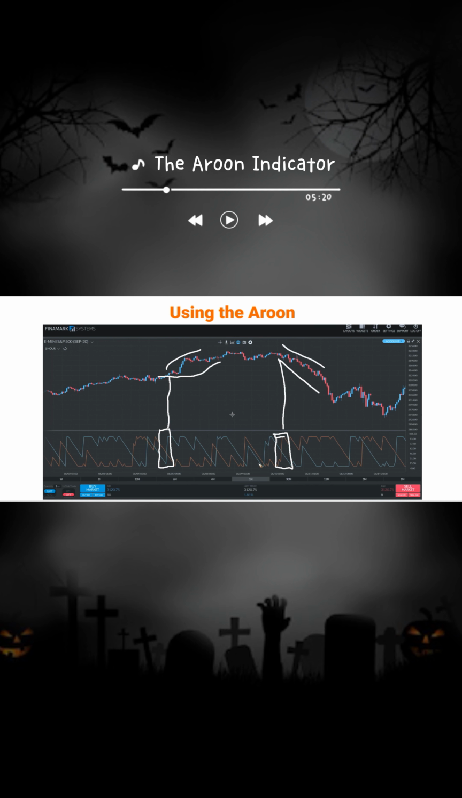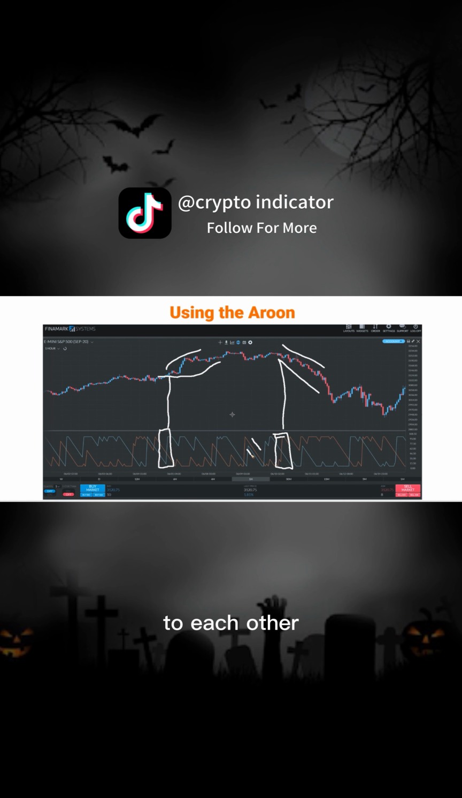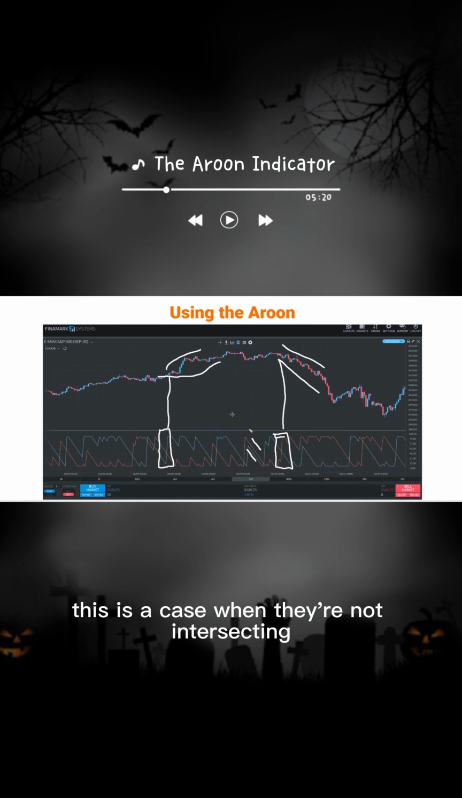And there is a third tidbit of information, like I mentioned, that can be pulled from the Aroon, and that is maybe times when we probably shouldn't be trading, and that is when these lines run parallel to each other like we had happen here. This is a case when they're not intersecting, but they're both falling.